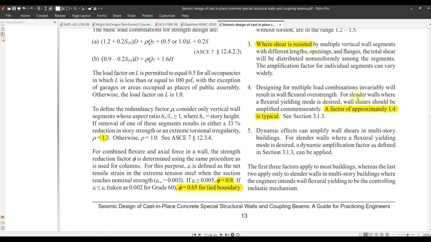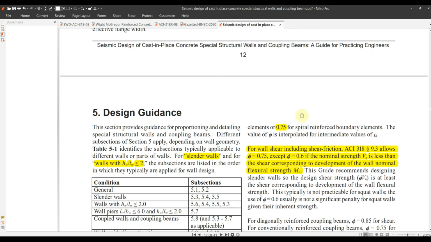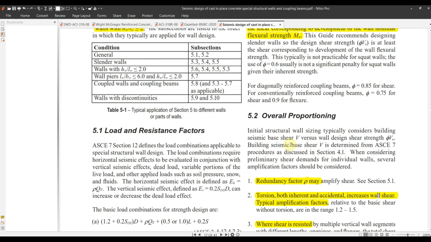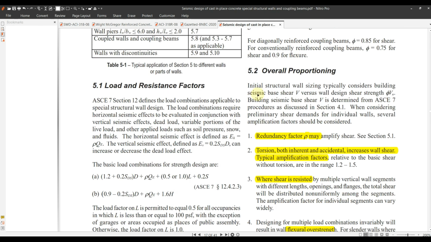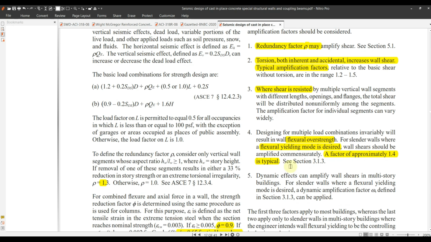So in that case, for slender walls where a flexural yielding mode is desired, wall shear should be amplified commensurately. So they are saying that your wall shear strength should be increased to account for the flexural overstrength. We will discuss this item in detail. For example, when we discuss these, the two items are similar. You can ignore this if you fulfill this one. If you provide shear capacity to your wall corresponding to the expected flexural capacity of your wall, then it will be automatically satisfied.